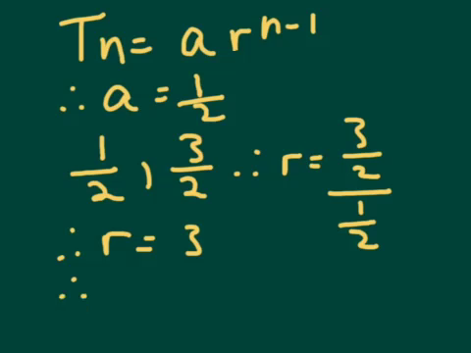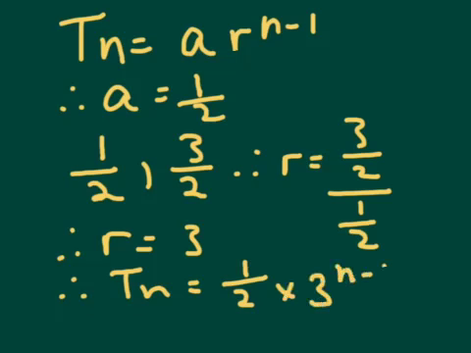So the general rule for our sequence is a half times 3 raised to the power of n minus 1, and we're done. Now let's move on. We had to find the 10th term, so all we need to do is replace the n with 10 and we are done. So let's move to the next slide.